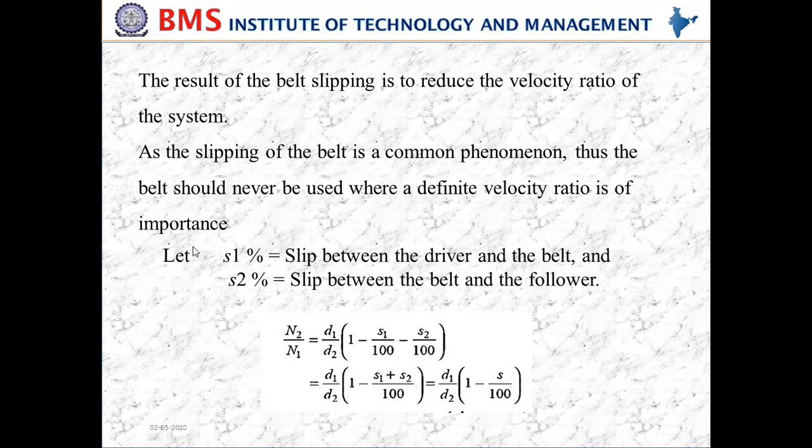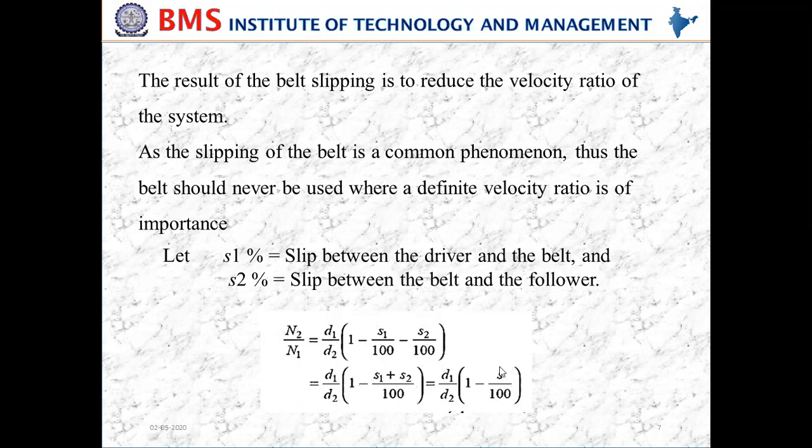So what is the velocity ratio when you consider the slip percentage also? N2 by N1 is equal to D1 by D2 into 1 minus S1 by 100 minus S2 by 100. So N2 by N1 is equal to D1 by D2 into 1 minus (S1 plus S2) by 100. This S1 plus S2 is the total slip, between the belt and driver as well as the belt and follower. So D1 by D2 into 1 minus S by 100 will give the velocity ratio.